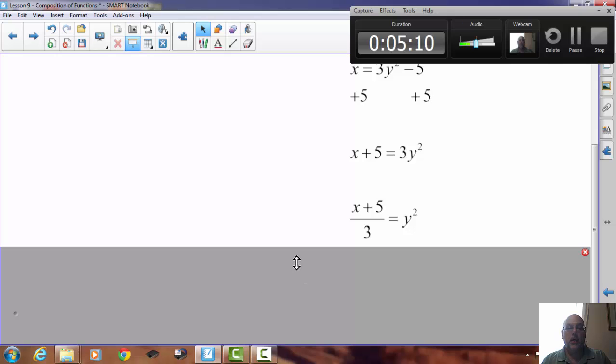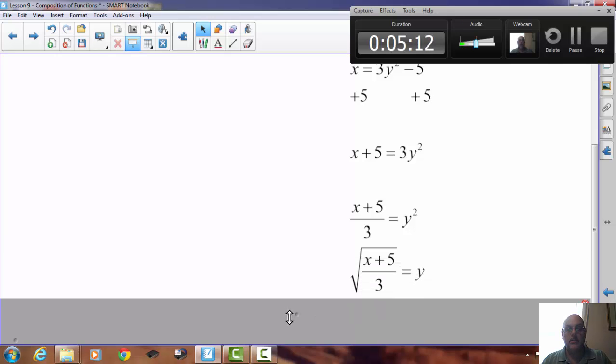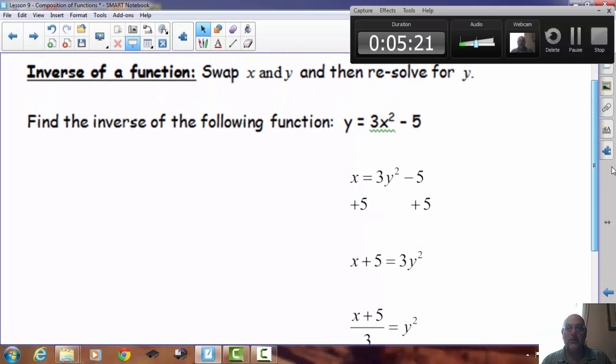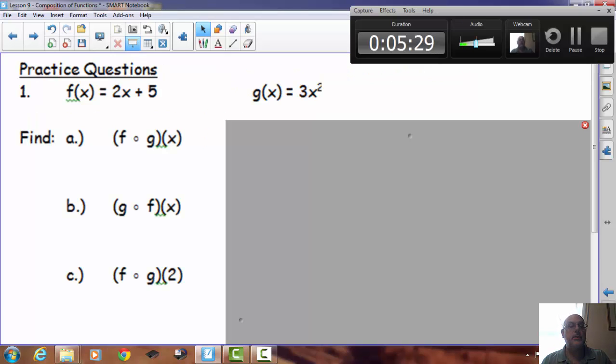I solve for y by taking the square root of both sides, and we find that y is equal to the square root of x plus 5 over 3. So again, on the inverse of a function, you swap the x and the y and resolve the equation for y. Let's look at a couple of examples, some practice questions.